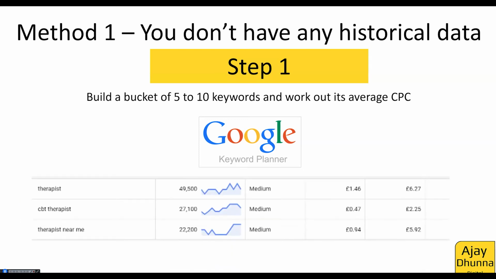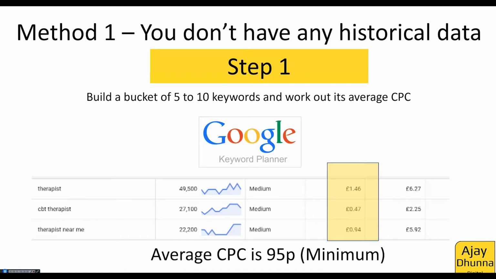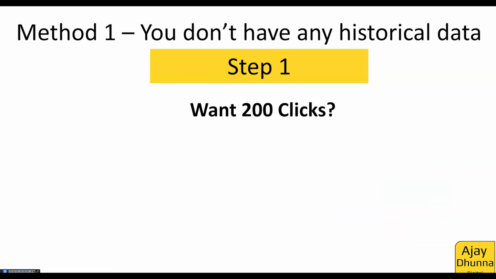Okay, so here's a screenshot. It's telling you that the word therapist, I'll just read the first one, therapist, is going to cost between £1.46 and £6.27 per click, and so on. So this means that my average cost per click for all the keywords that I've got, so if I've got 5 or 10 keywords, is in this case 95 pence, as a minimum.